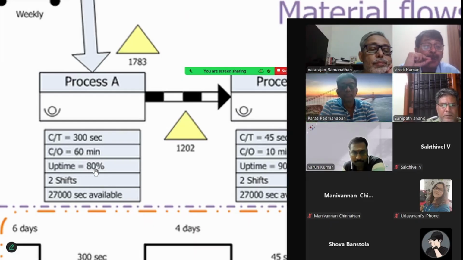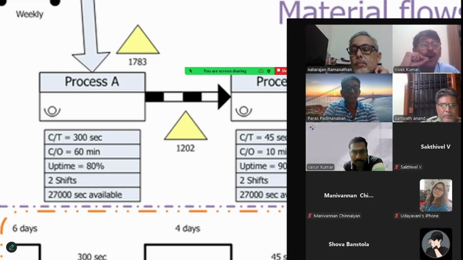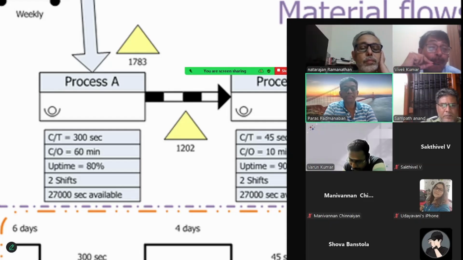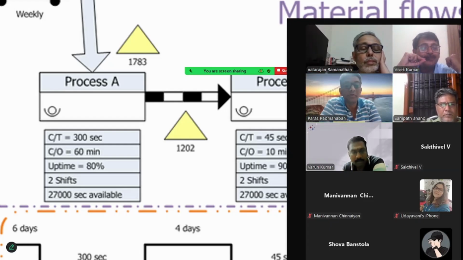Uptime is only 80%. That means downtime is 20%. That is 20%, immediately prompting you to take care of the machine health. Yes or no? Yes, sir. Yes, please confirm.